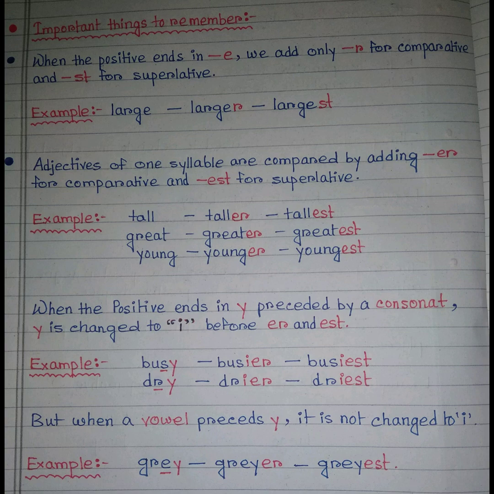But here is one twist. But when a vowel precedes y, it is not changed to I. Like as for example, grey. Here before y is e. It is vowel. So here it will not be changed to I. Grey, greyer, greyest. As simple as that, we will compare the degree.